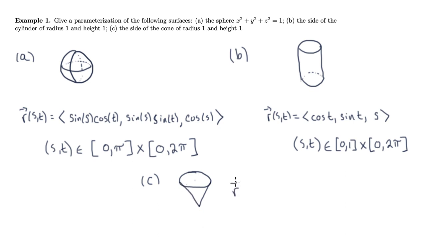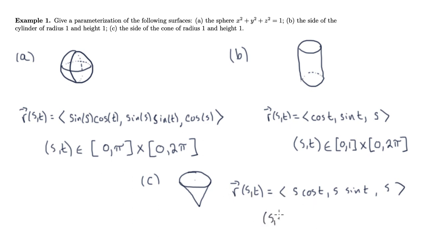So my parameterization, instead of just being cosine t, sine t, is going to be s times cosine t and s times sine t, and then just s for the z component. So you see that what's going to happen is as s goes to 0, the radius of the circle is going to get smaller, but in a one-to-one correspondence. If the radius and height were different, I would have to account for how the radius changed as a function of the height of the cone. But this is what I have.